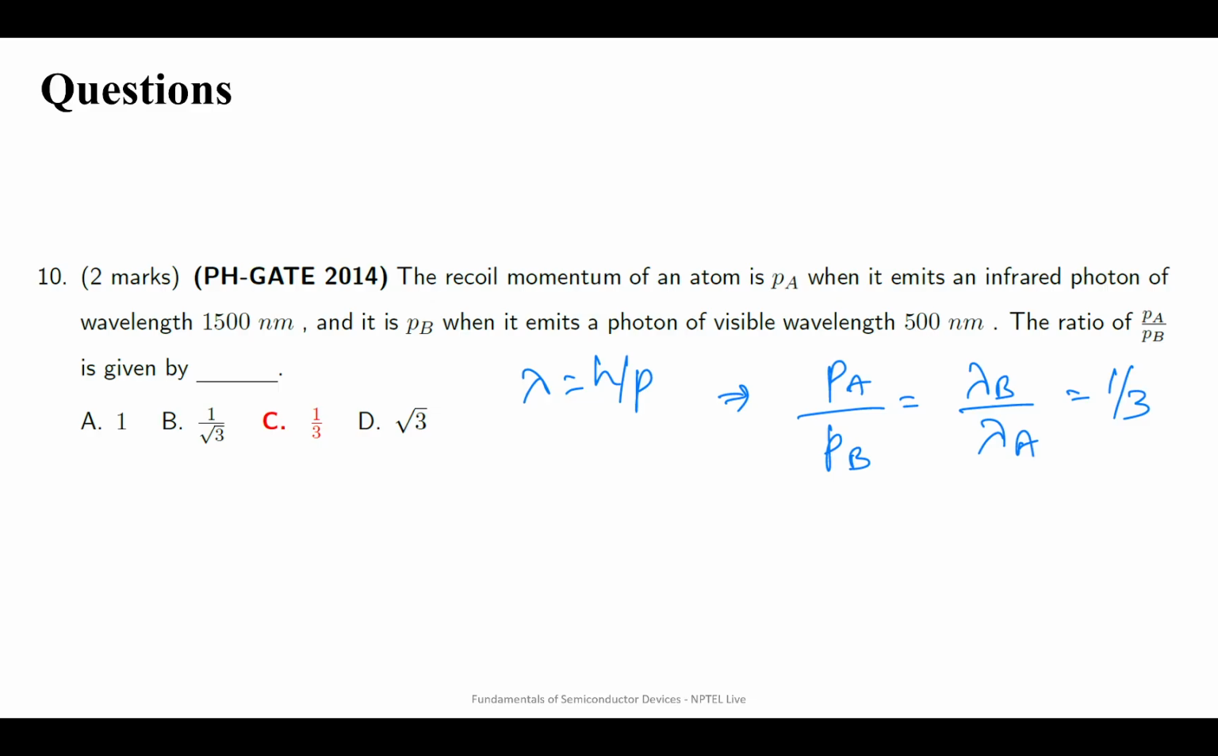So the answer to this will be C, 1 by 3. The momentum ratio can just be calculated from the de Broglie wavelengths, where Pa by Pb equals lambda B by lambda A, which will be 1 by 3.